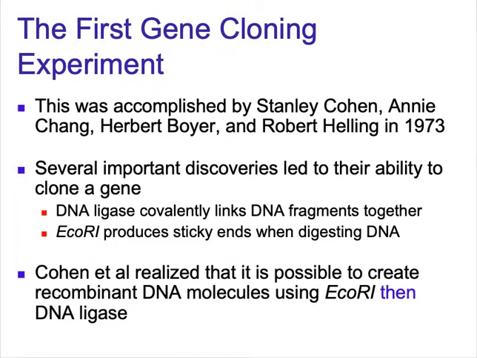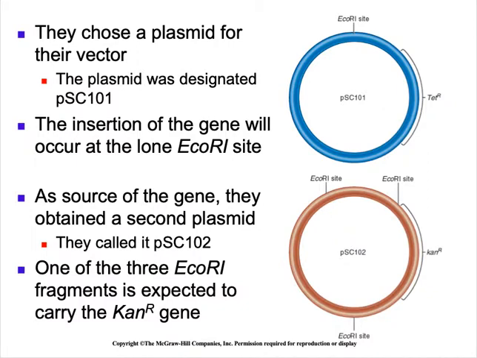The very first cloning experiment was accomplished by Stanley Cohen, Annie Chang, Herbert Boyer, and Robert Helling in 1973. At this time, they already knew several things. They knew that there were some restriction enzymes that could cut DNA, and when they did, it made sticky ends that were single strands of DNA that were overhanging. They also knew about DNA ligase, and that DNA ligase was used during DNA replication to seal DNA together. So they figured that they could do this in the lab and make recombinant DNA, recombining DNA from different sources together.